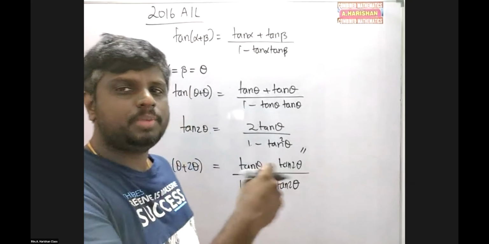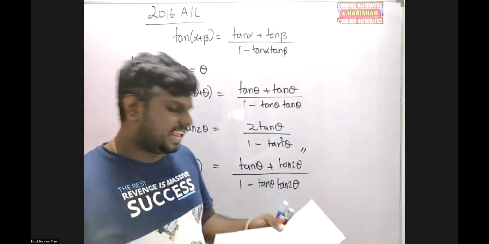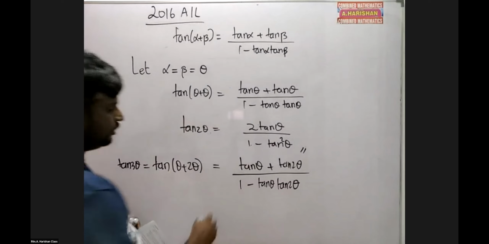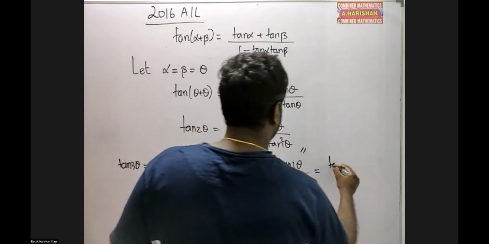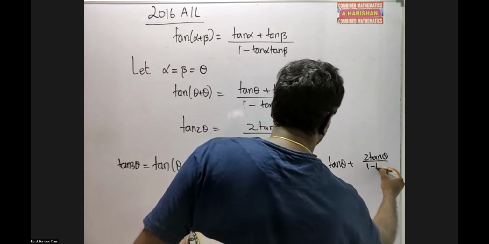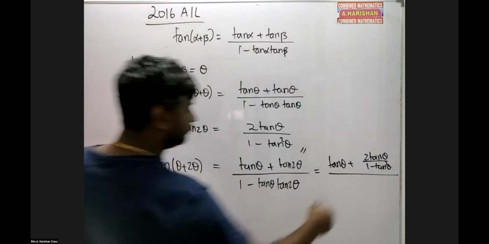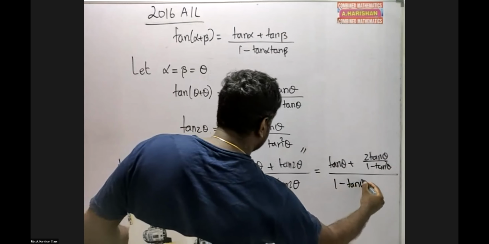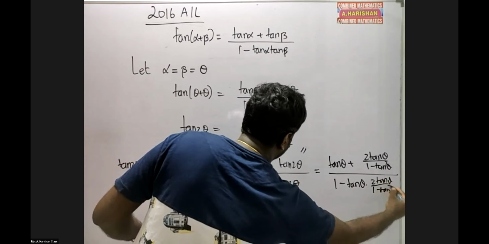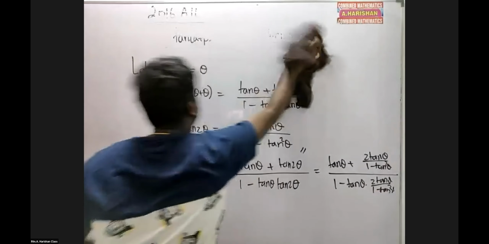So that's why sometimes you may use simple T for tan theta. But they didn't encourage that here. So we can substitute and simplify, right? So I'm going to write the whole tan theta plus 2 tan theta over 1 minus tan square theta, over 1 minus tan theta into 2 tan theta over 1 minus tan square theta. Can you see that? So you are going to simplify that.